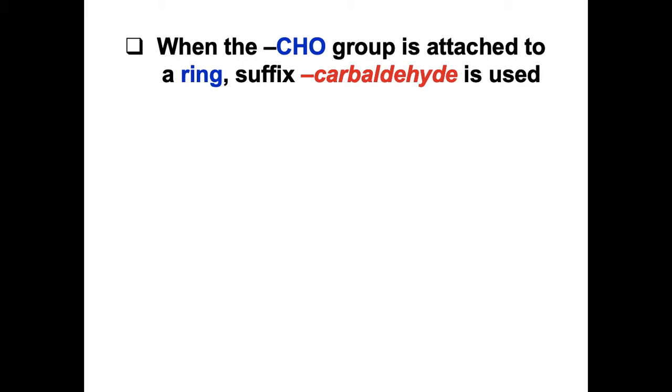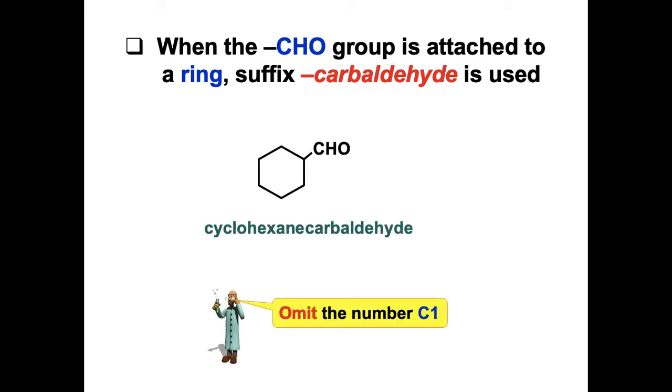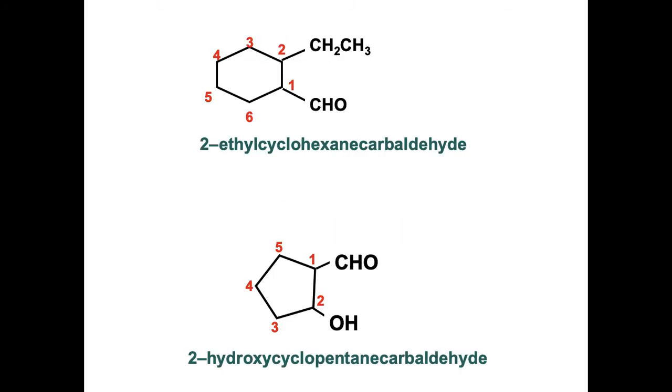When the CHO group is attached to a cyclic ring, not an aromatic ring, you'll call it carbaldehyde. For example here, it's cyclohexane carbaldehyde. Omit carbon number 1 because if you change the position of CHO to this carbon, it will still be number 1, and if you change the position to any of these carbons, it will still be carbon number 1. So you don't put cyclohexane-1-carbaldehyde or 1-cyclohexane carbaldehyde, you just omit the carbon number 1.